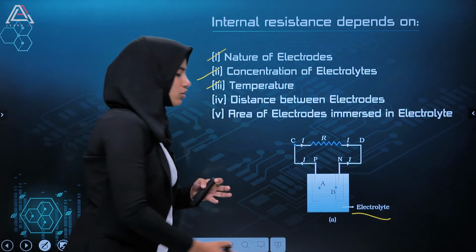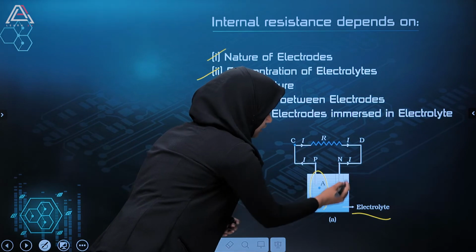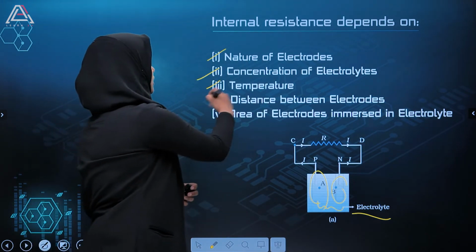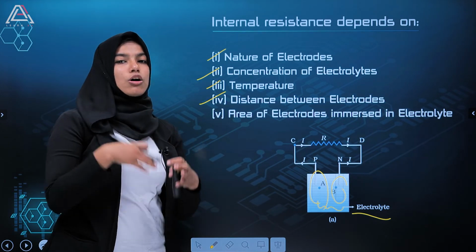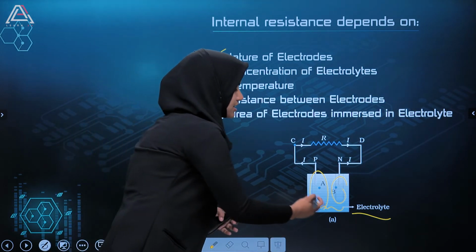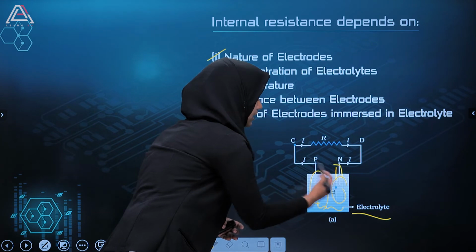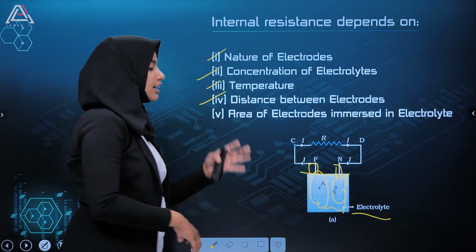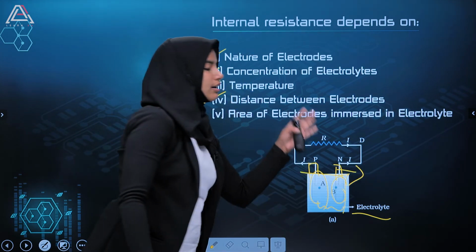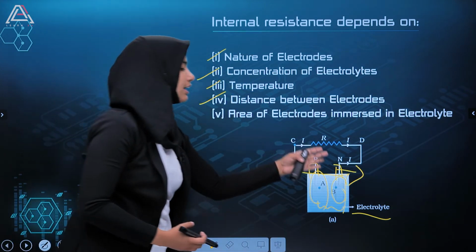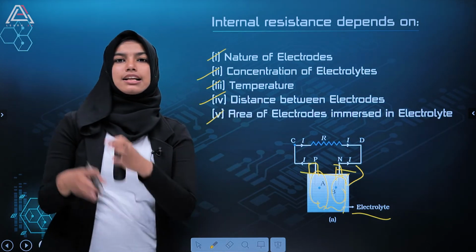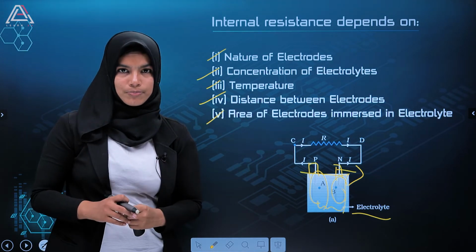It is dependent on the distance between the two electrodes, so this distance affects the internal resistance. Also, it's dependent on how the electrodes are placed in the electrolyte. If the electrode is like this, and this is the electrolyte solution, it's related to how immersed the electrodes are with respect to the electrolyte. So these are the things internal resistance depends on.